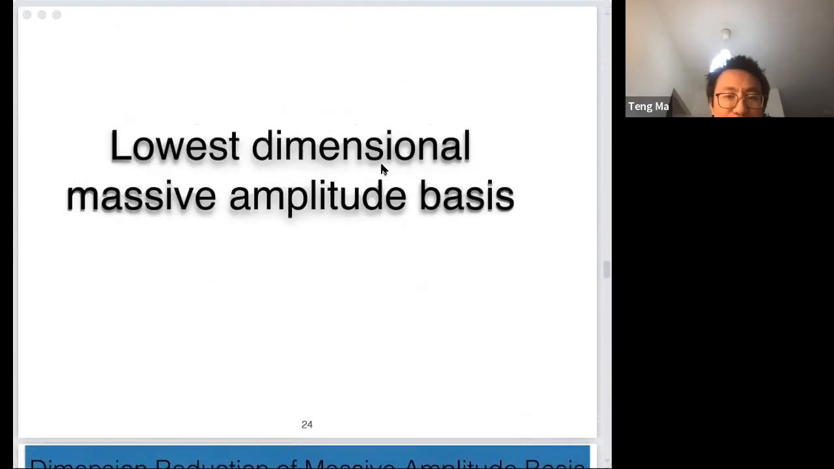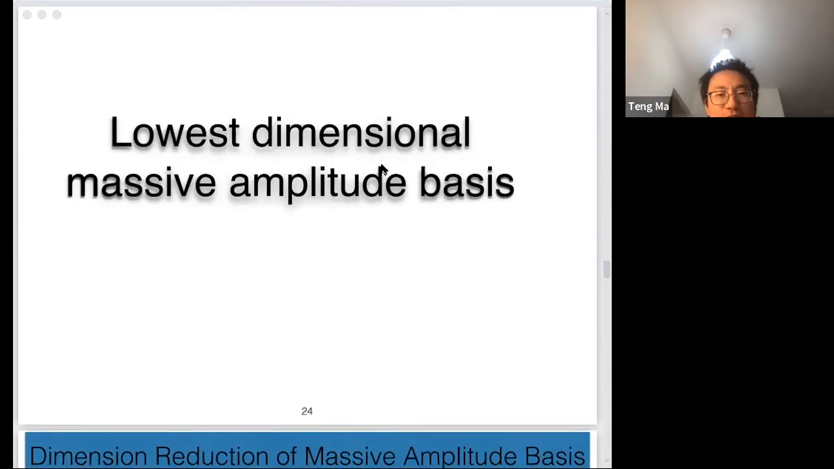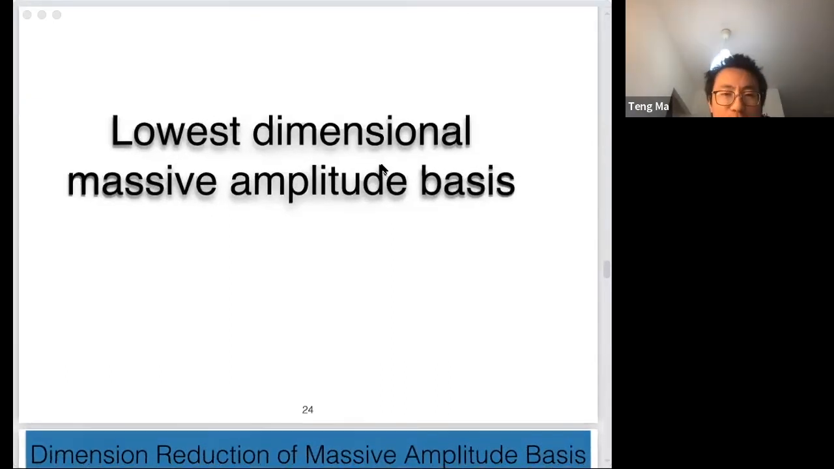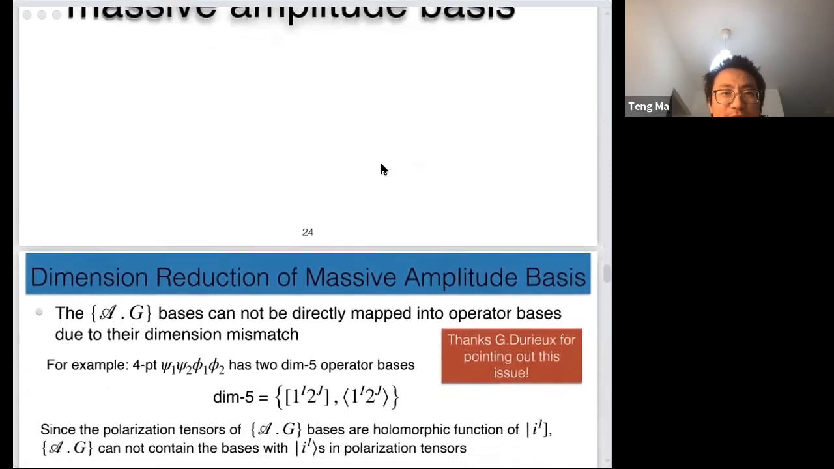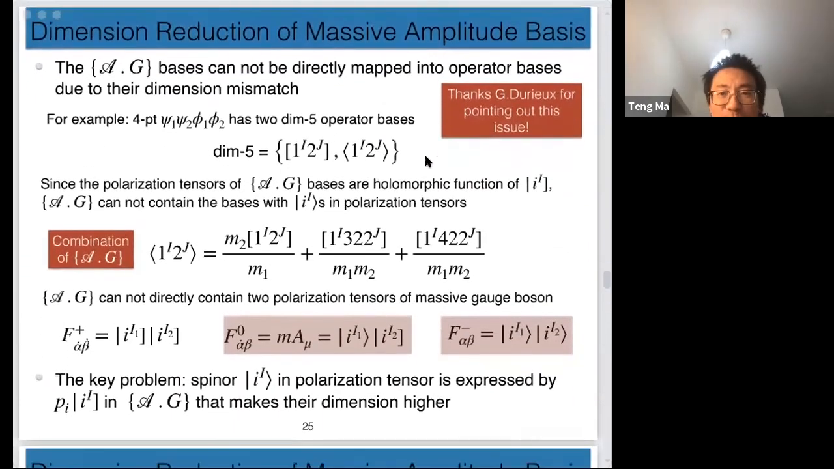Okay, next I will discuss how to get the lowest dimension massive amplitude basis that can directly map into the operator basis. Now we have a complete set of massive amplitude basis AG in hand, but we cannot directly map these basis into the physical operator basis because their dimensions do not match. In other words, their polarization tensors do not match.